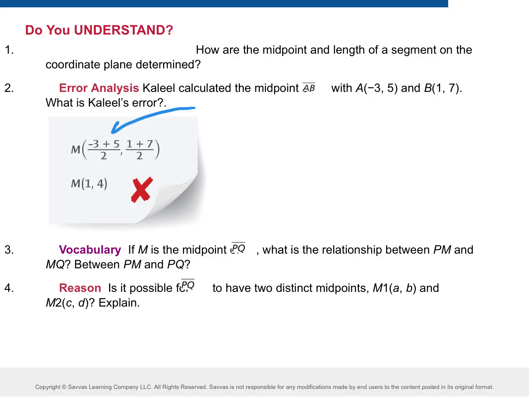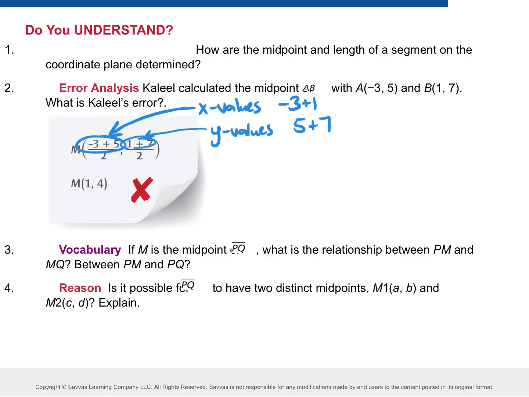So, what should these two values be? -3 and 1. Those should be your x values, right? So these should be your -3 plus 1. What should these values be? Those should be the y values, which in this case are 5 and 7.